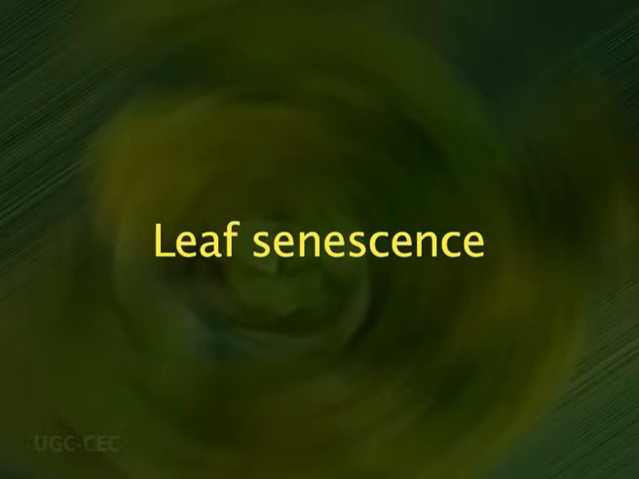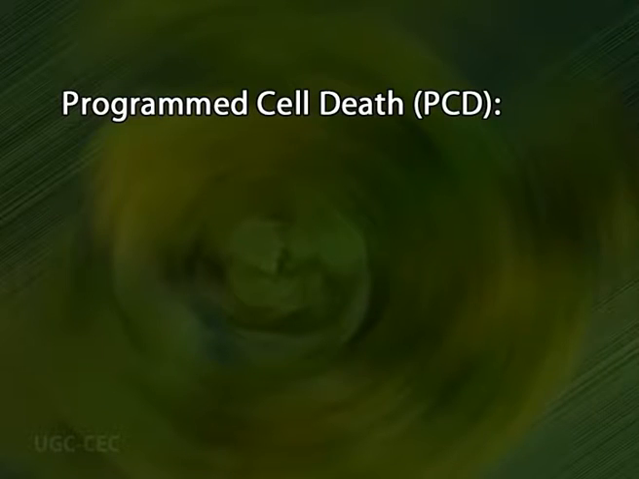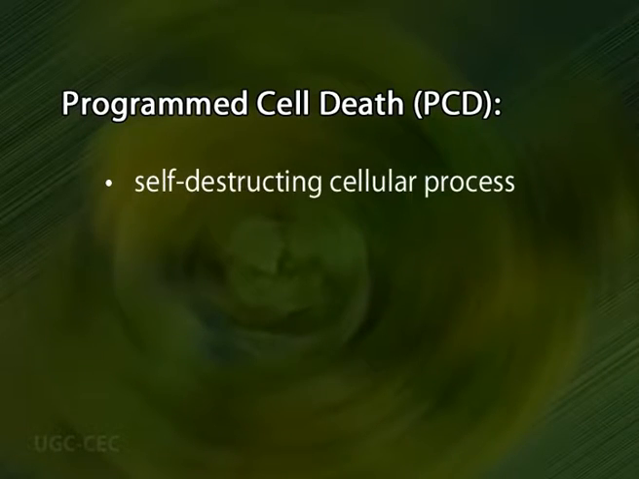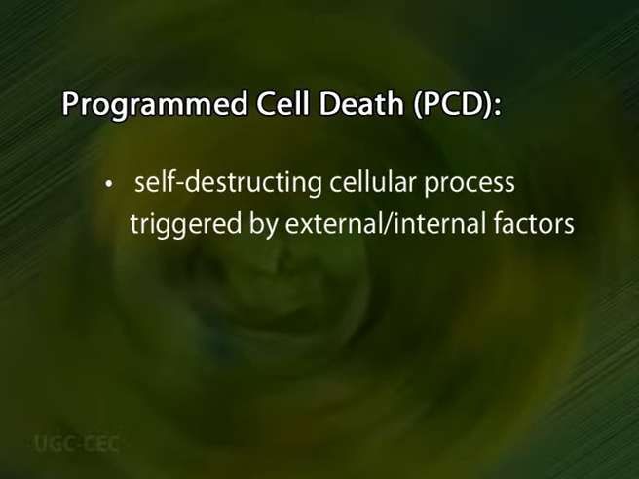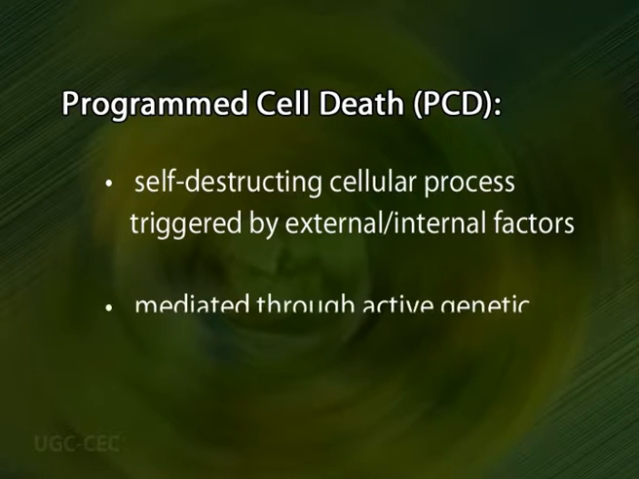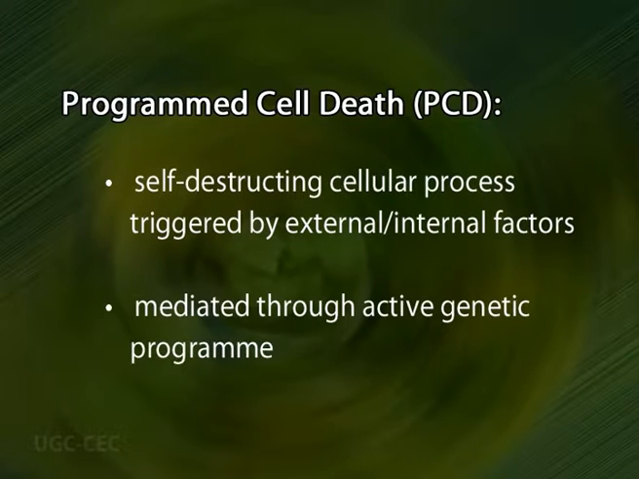Now let's discuss leaf senescence. Leaf senescence involves cell death that's controlled by age under the influence of other endogenous and environmental factors. Programmed cell death is a self-destructing cellular process triggered by external or internal factors and mediated through an active genetic program. The cell death occurring in leaf senescence is thus a type of PCD.